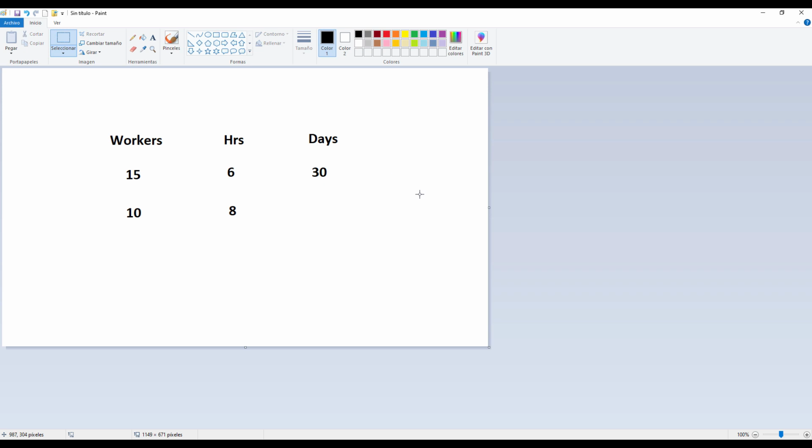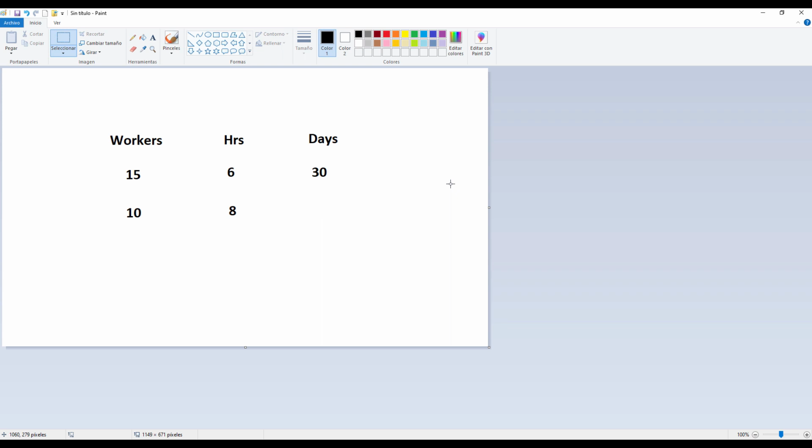You need to analyze first what kind of problem this is. If you invest more hours to do a work, that work will take fewer days. You increase the hours, decrease the days. If you decrease the workers, you increase the days. So this is an inverse variation.